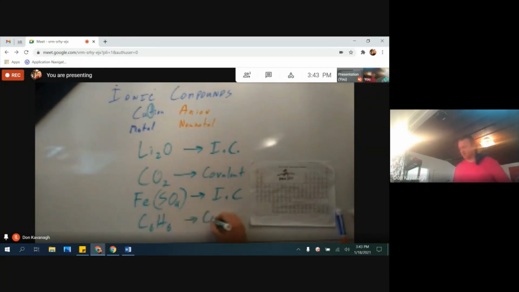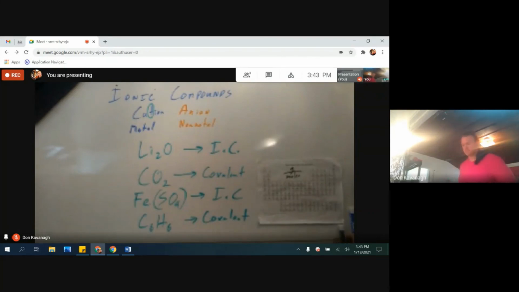This is a covalent or molecular compound. I hope this helps.